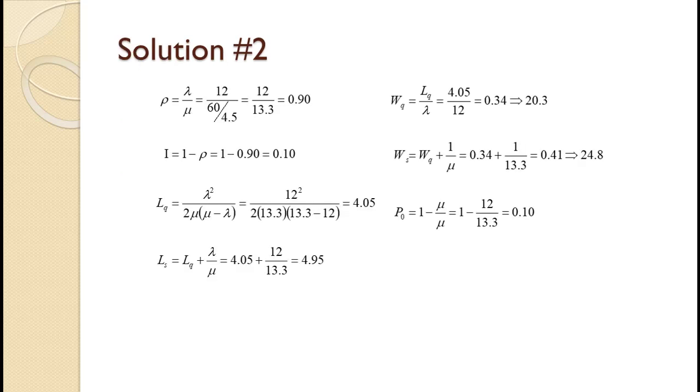The 4.5 minute service time means that 13.3 cars can be serviced per hour. System utilization is 90%, yielding a percentage idle of 10%. Average number of customers waiting is 4.05, and the average number of customers in the system is 4.95. The average queue wait is 0.34 hour, or 20 minutes. The average time in the system is 0.41 hour, or almost 25 minutes. The idle probability is 0.10. Is this a change you would recommend?